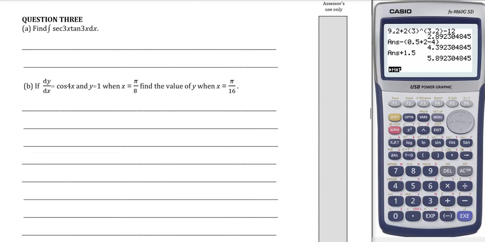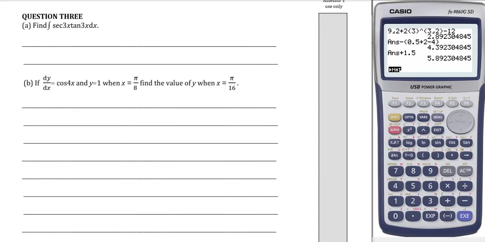Right, question 3, integrating sec 3x tan 3x. You'll find this one on your formula sheet. Sec tan integrates to sec, so it'll be sec 3x and then divide by the 3.